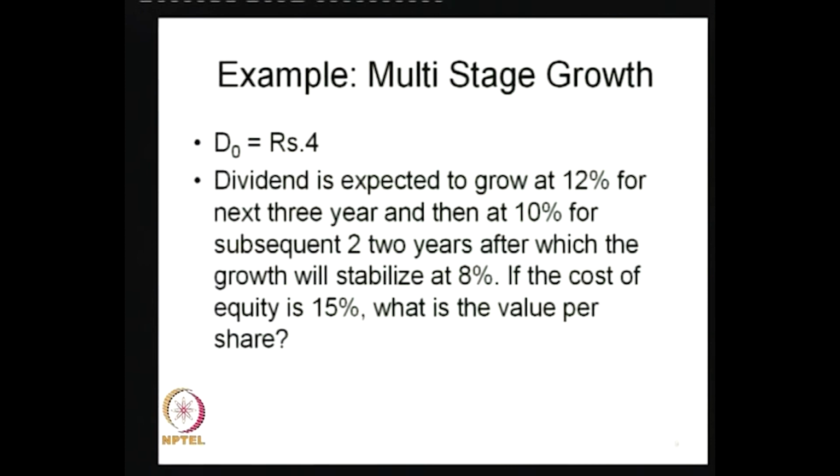So, if you look at this example here, in this case we have a present dividend of the company of 4 rupees, which will be growing at 12% for the next 3 years and then 10% for the subsequent 2 years, after which the growth will stabilize at 8%. So, if the cost of equity is 15%, what is the value per share, that is our exercise here.